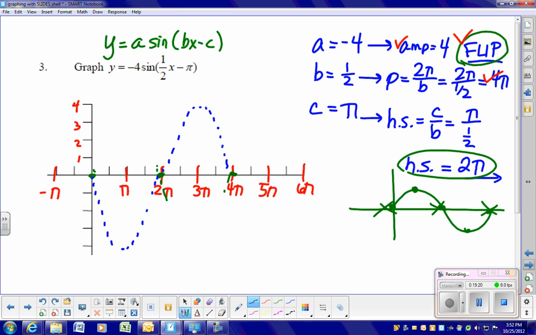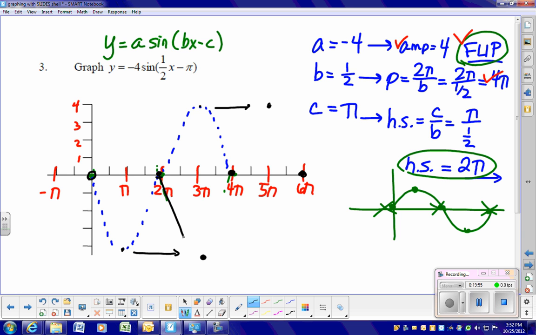So now I'm going to take each of my key points, like this point, for example, is going to slide 2 pi units to the right. So now that's here. And then this point at 2 pi would slide to 4 pi. And the point that was at 4 pi would slide to 6 pi. And this valley down here is going to slide over 2 pi. So it's at pi right now. It's going to go to 3 pi. And this hill that's at 3 pi is going to end up at 5 pi. It slides right over. Okay? That's the sliding over.